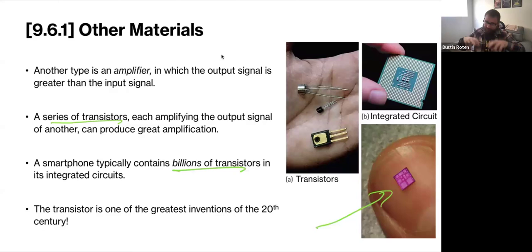Essentially, a lot of the control and all these features in your smartphone is just driven by all these billions of transistors. And this is no exaggeration, but the transistor really is one of the greatest inventions of the 20th century. It allowed us to replace all these big, bulky vacuum tubes with something as small as these integrated circuits that we can just put inside much smaller technology, like our smartphones.